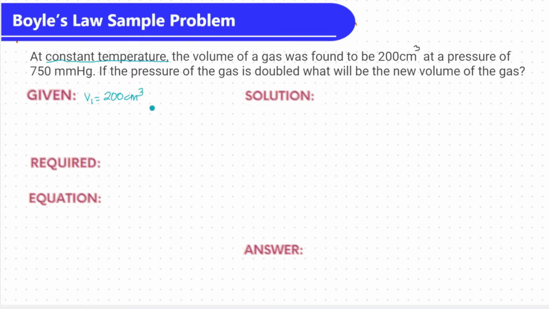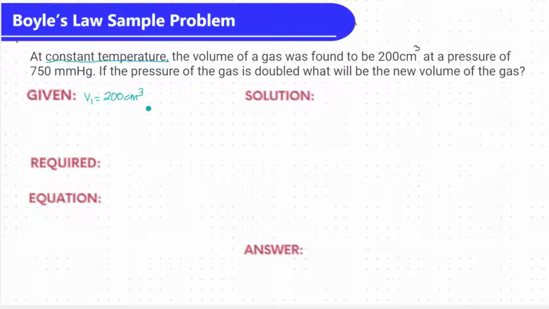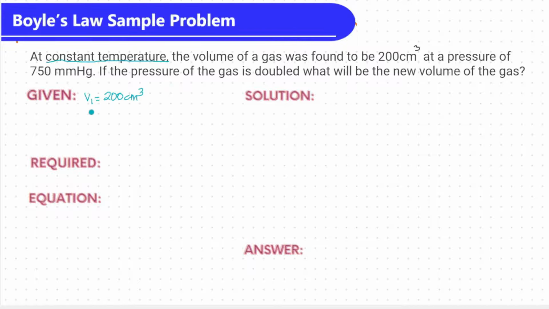So, how do we know that is our volume? Students, we can identify the given quantity based on the unit. So, tatandaan natin yung mga units nila para alam natin kung siya ba ay volume, siya ba ay pressure, or siya ba ay temperature. Let's write that on our given. V1 is equal to 200 cubic centimeters. Also, our pressure 1 would be 750 millimeter mercury.